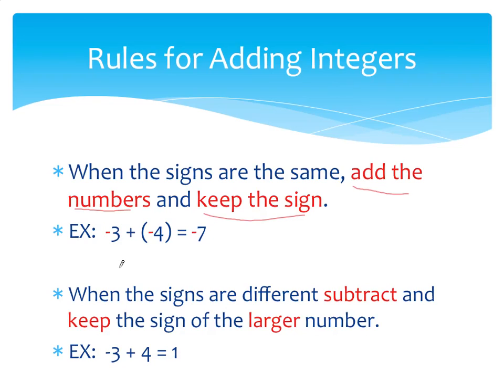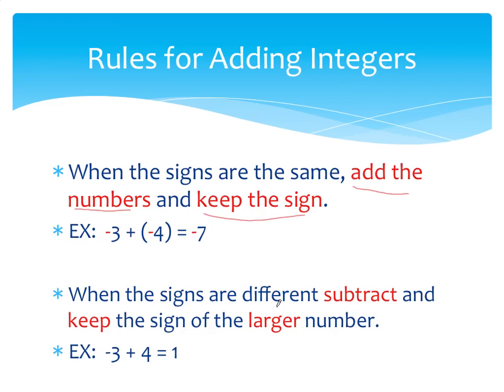Rule number two is when the signs are different. And when the signs are different, meaning that one number is positive, one number is negative, you subtract the numbers and keep the sign of the larger number. Okay, now this is the rule that usually trips people up. All right, so let's go through that again.